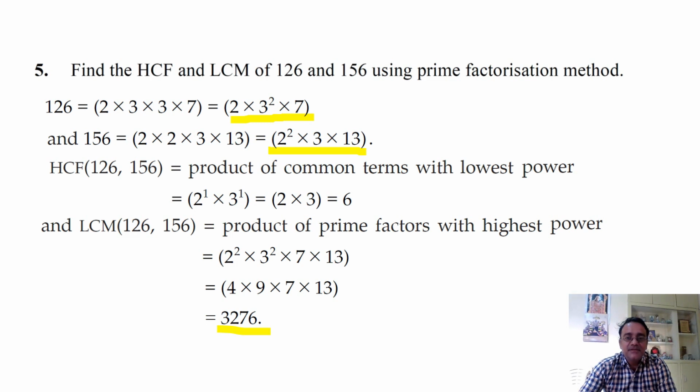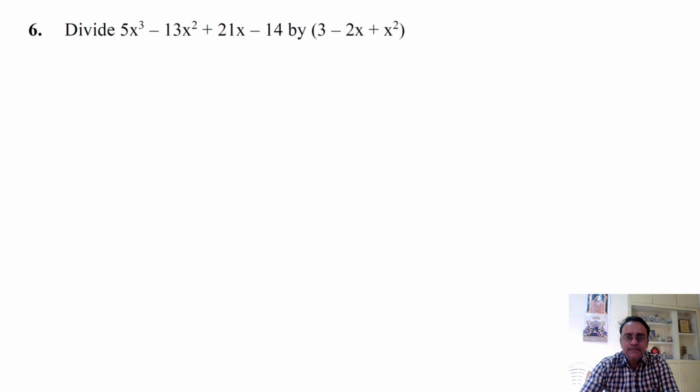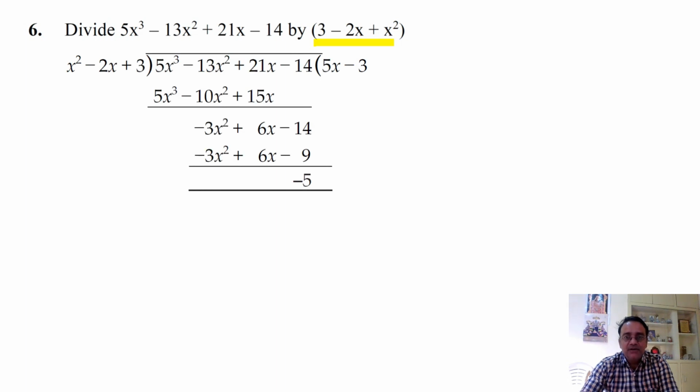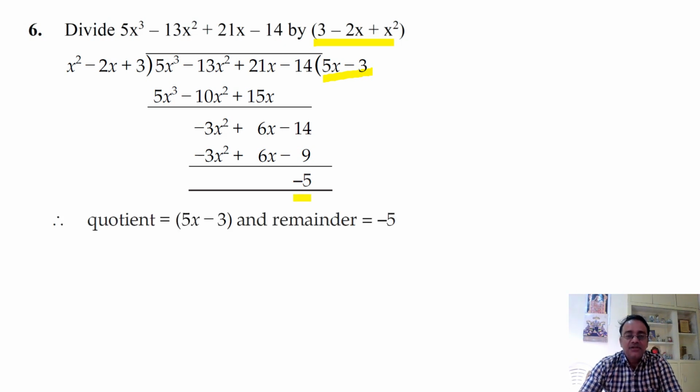Now let us move towards question number 6. Sixth question: divide 5x cube minus 13x square plus 21x minus 14 by 3 minus 2x plus x square. First of all, we will write 3 minus 2x plus x square in standard form. Standard form में लिखेंगे तो कैसे होगा, x square minus 2x plus 3. इसको standard form में लिखने के बाद now we will divide. After dividing, the quotient is x minus 3 and the remainder is -5. So that we have to write. So this is the answer of question number 6.